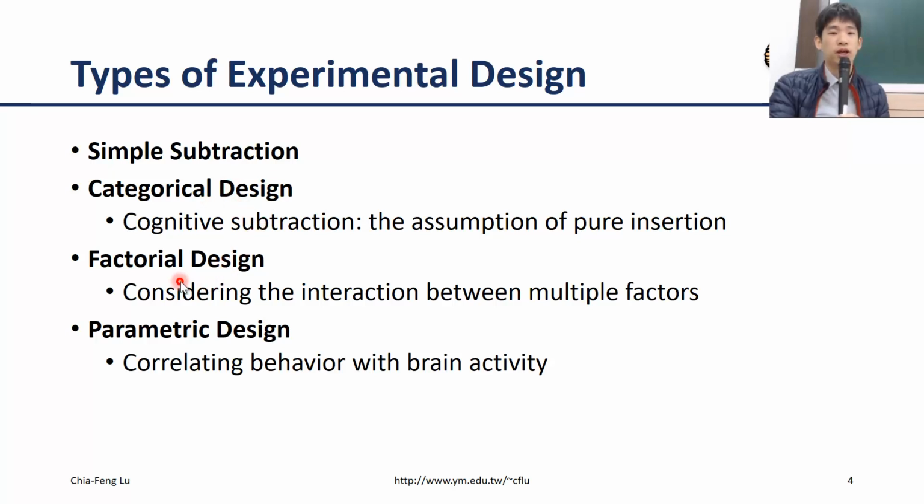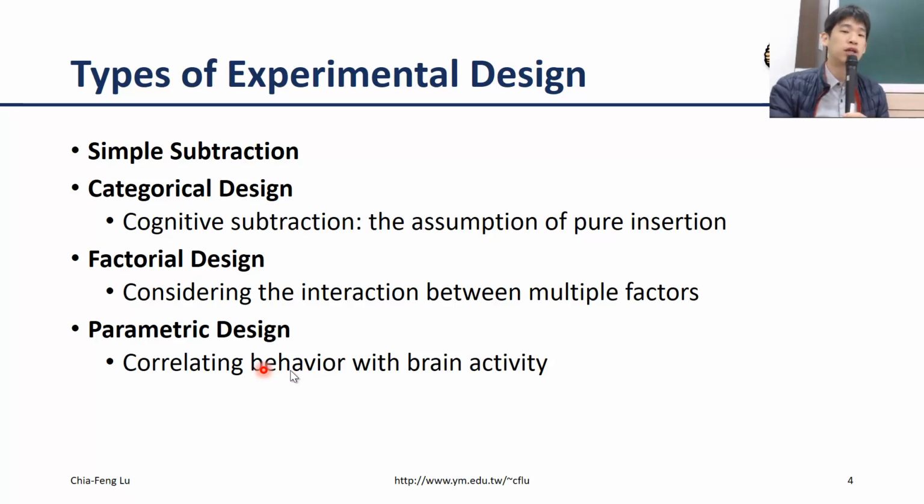The second one would be the factorial design. In this one, you are now allowed to consider the interaction between multiple factors. We will give you several examples later, so don't worry about this. And the final one is the parametric design. You can also try to correlate the behavior or the performance of the subjects, for example, the response time. If you ask your subject to do mental calculation, it may take some time, but it may depend on the difficulty of the question, or it may depend on the education level of your participant.